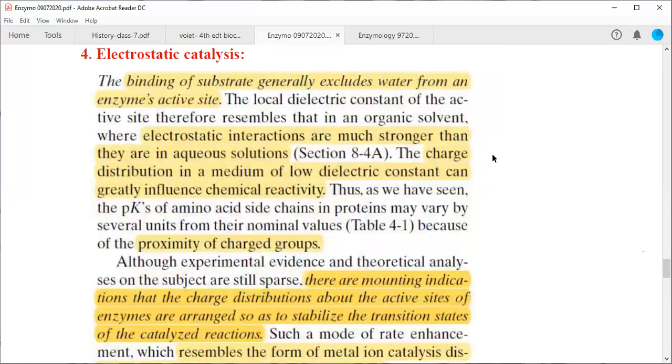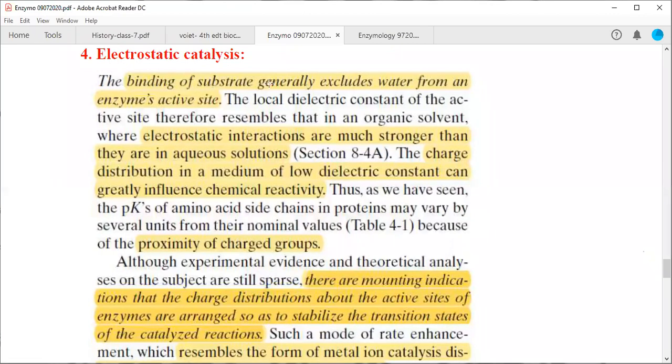Now we have the fourth category of catalysis. This is called electrostatic catalysis. This is not so important, but I want you to go through it, at least so you are able to understand what is happening in electrostatic catalysis and proximity and orientation catalysis.